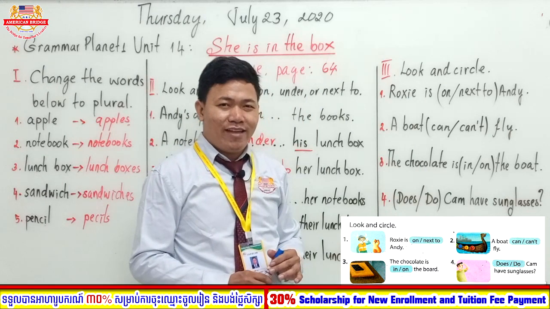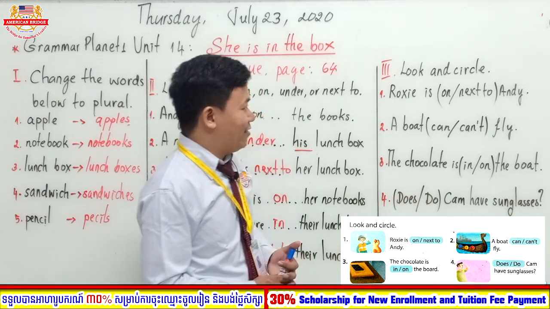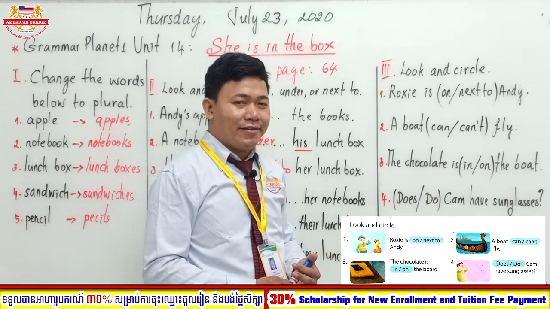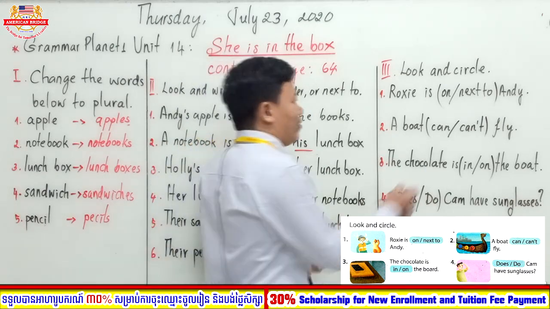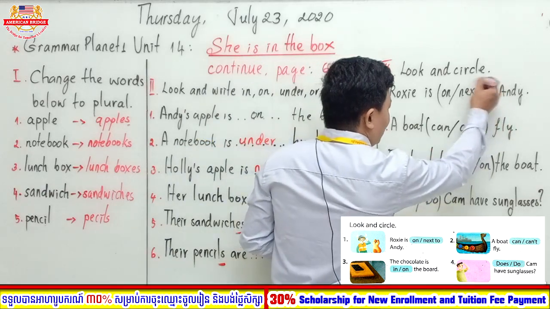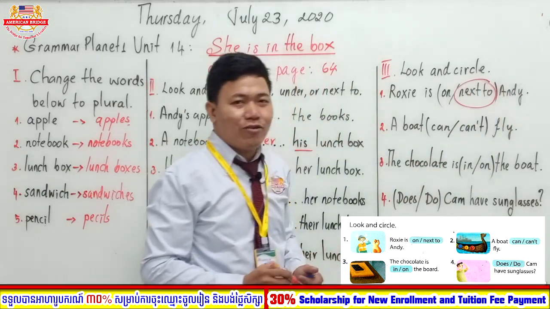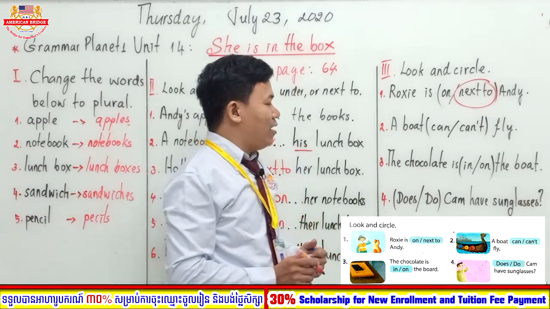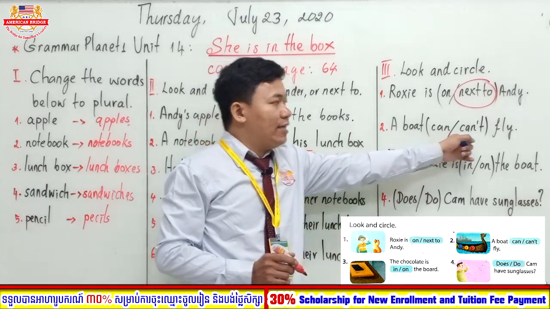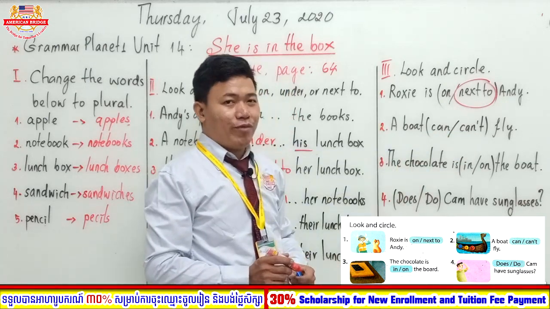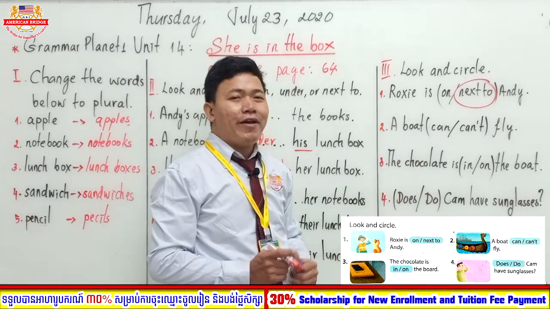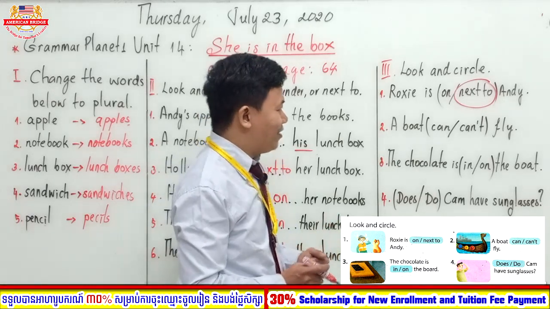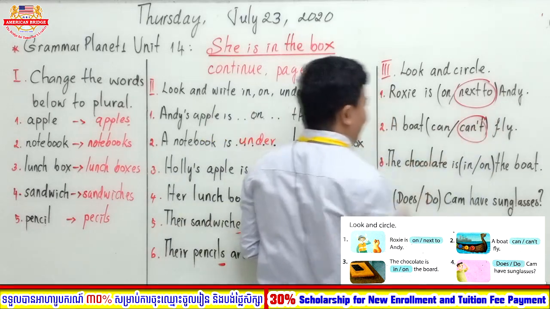Okay, everyone, welcome back. So now it's time for us to check the answer. Number 1, Rosie is on or next to Andy. Okay, which one do you use? Okay, so we choose next to, right? By looking at the picture, we need to choose next to, right? Number 2, a boat can or can't fly. Can the boat fly, everyone? No, the boat cannot fly. Only the birds can fly. Great, everyone. So we circle can't.